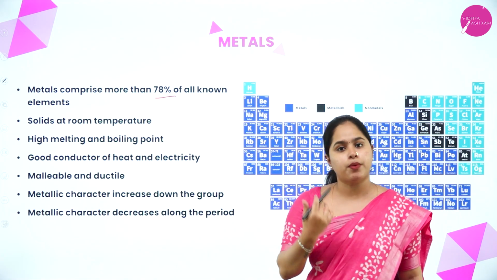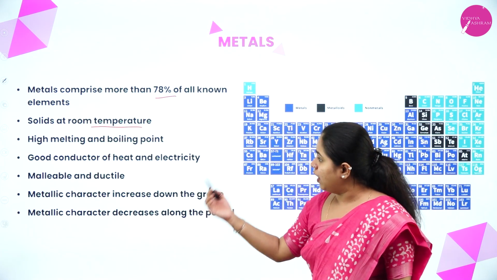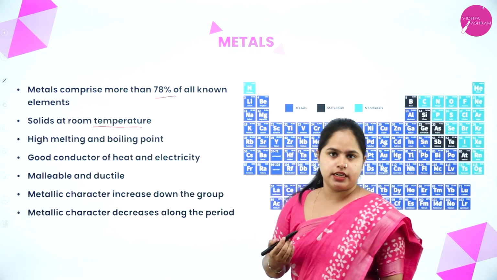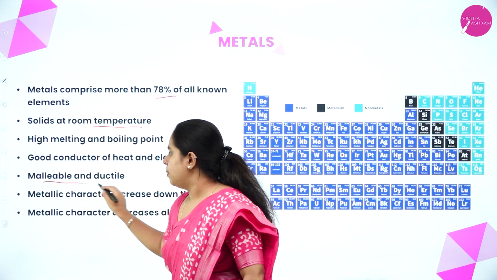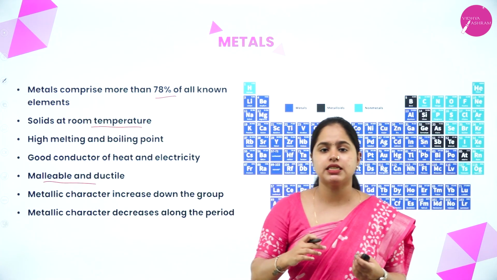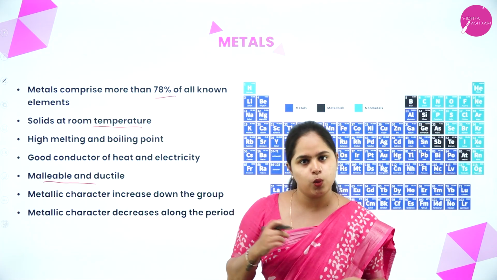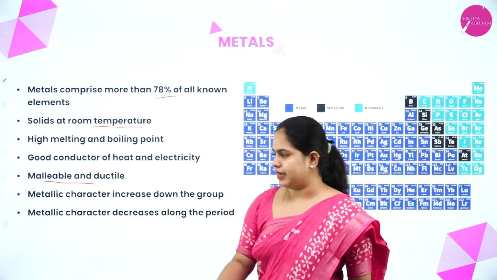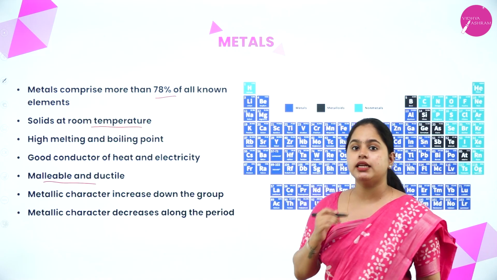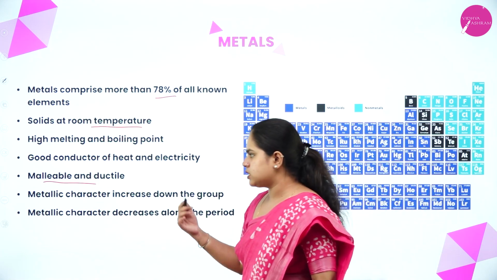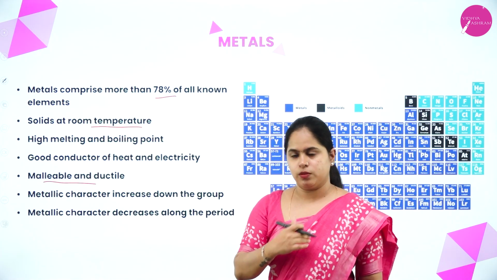Discussing the properties of metals, we know that they are solids at room temperature. They have high melting and boiling points, and they are good conductors of heat and electricity. They are malleable and ductile. What is malleable and ductile? Malleability means that metals can be made into thin sheets. Ductile means metals can be made into thin wires. The metallic character increases down the group and decreases along the period. This is what I was talking about, the trends, how the metallic character changes across the period and down the group. That we are going to see.